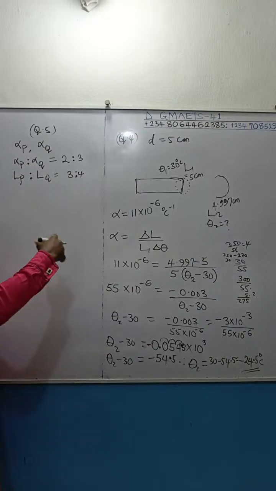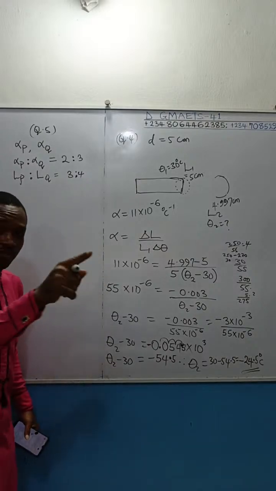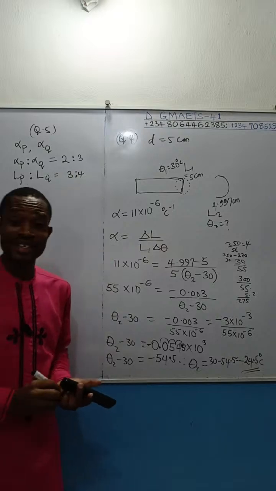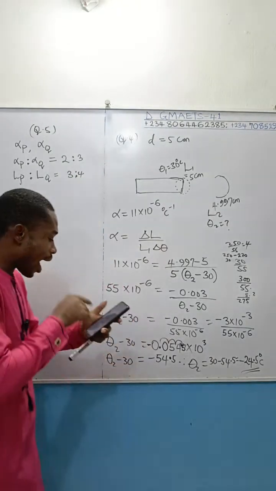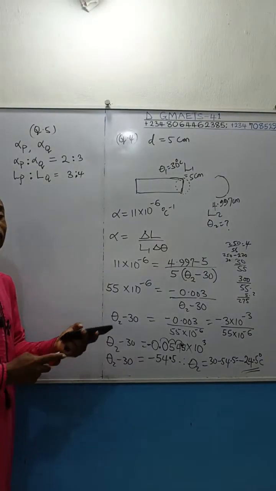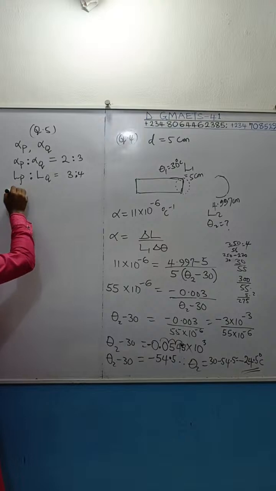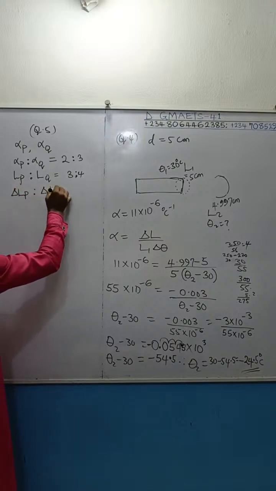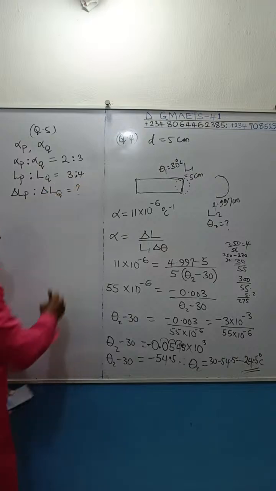So look at increase in length. We use delta L for it. Delta L, that is increase in length. So we are asked, what is going to be the ratio of the increase in length of P to Q? We're going to write it as delta L of P to delta L of Q, which we do not know.